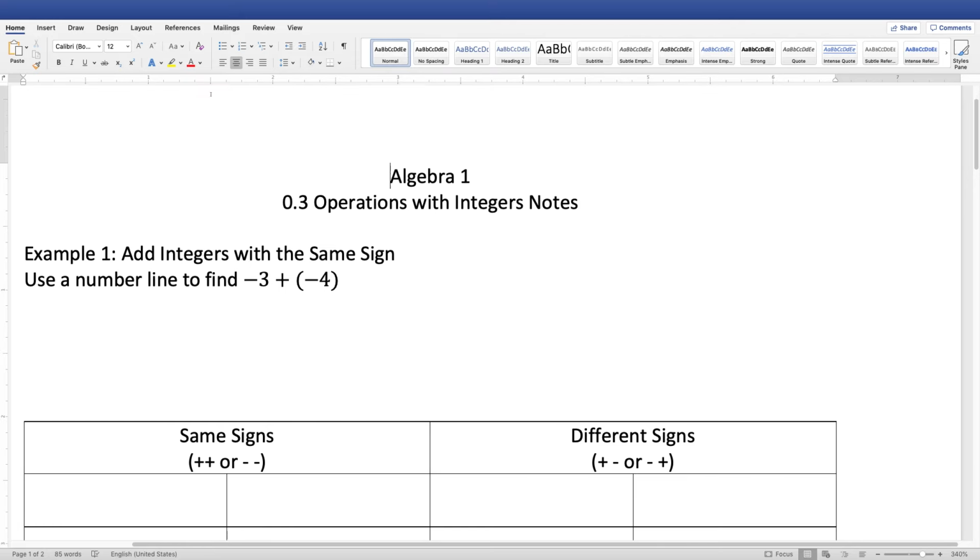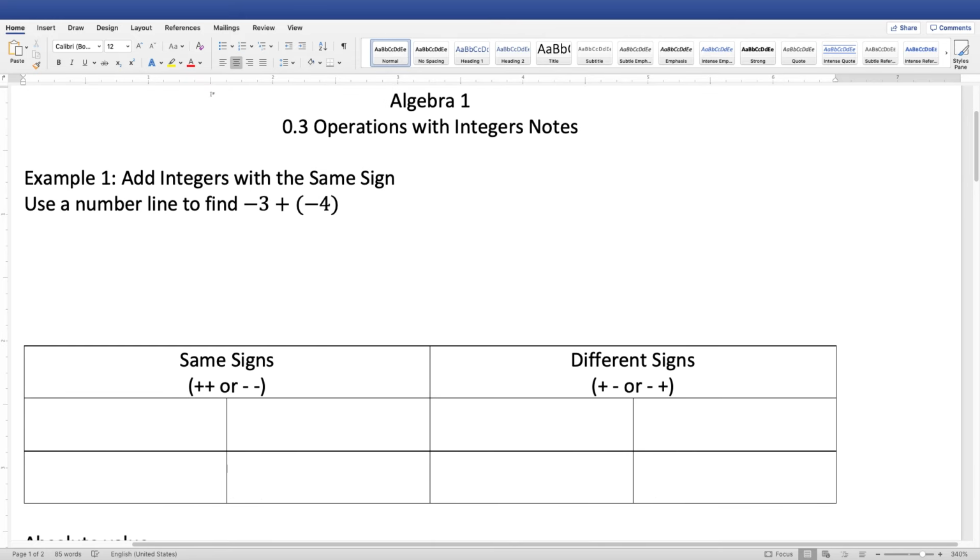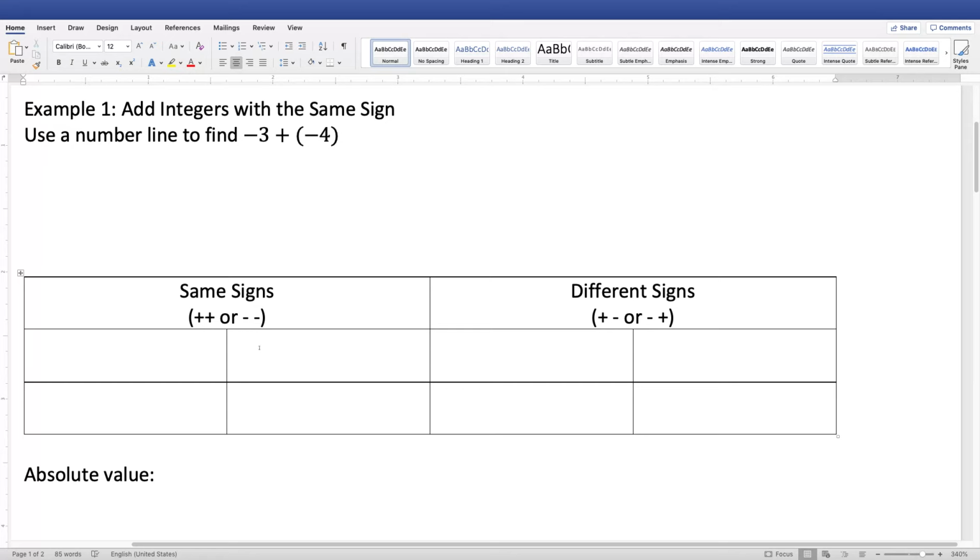So the second lesson we are going to do today is 0.3, operations with integers. They left this in the library. Nice. I'll read it to you now. So 0.3, operations with integers. The first one we are going to do, we're going to add integers on a number line.